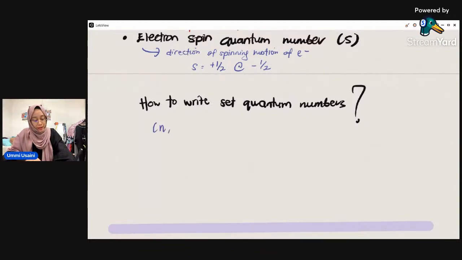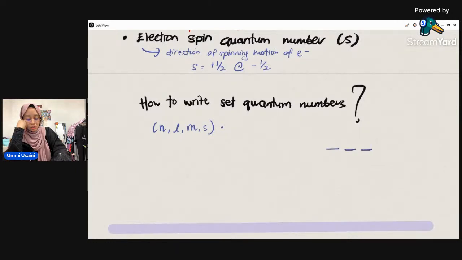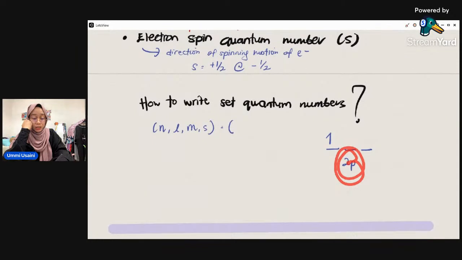So it starts with N. Put in brackets N, and then L, M, and then S. It depends on the case. Let's say Miss takes 2p orbitals, and we fill in just one electron in that 2p orbital. To know its position, from the 2p alone we can already know two things: we can know the value of N and also the value of L.